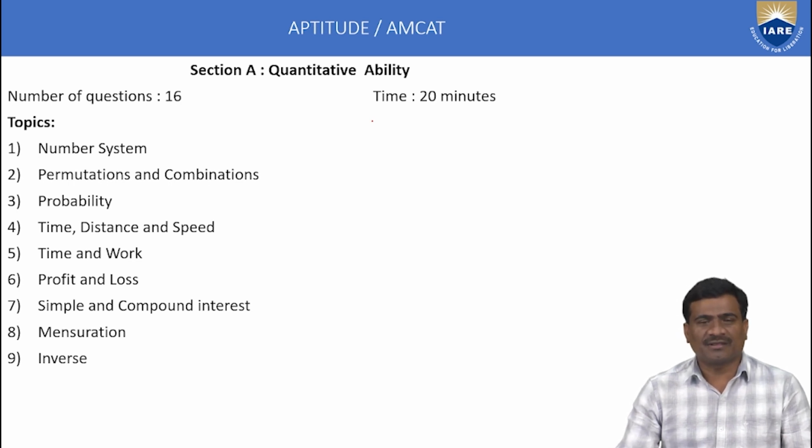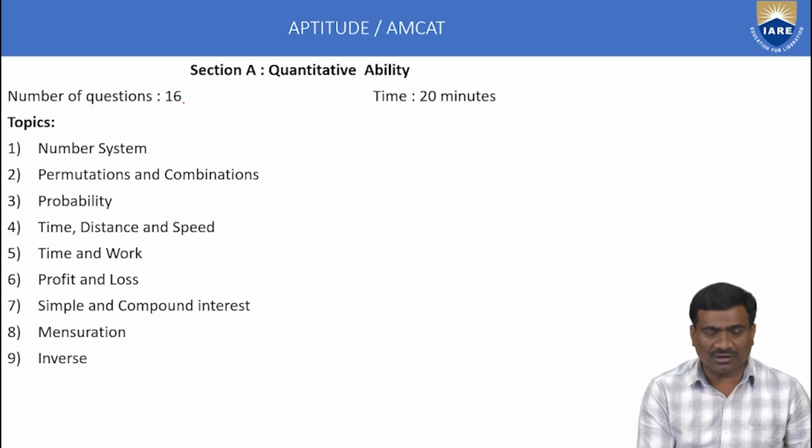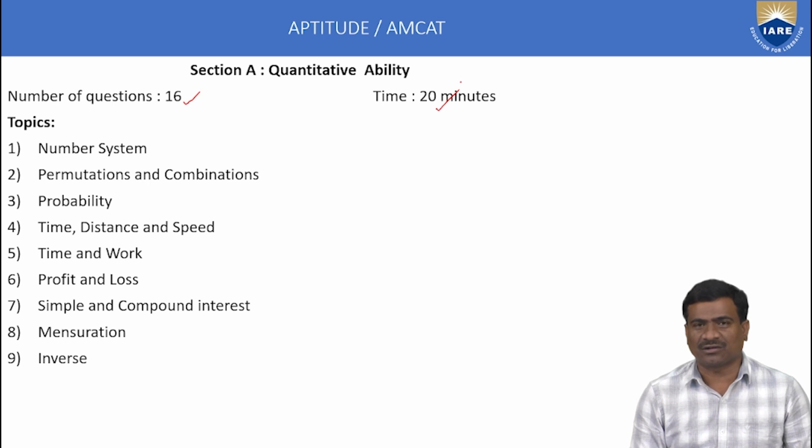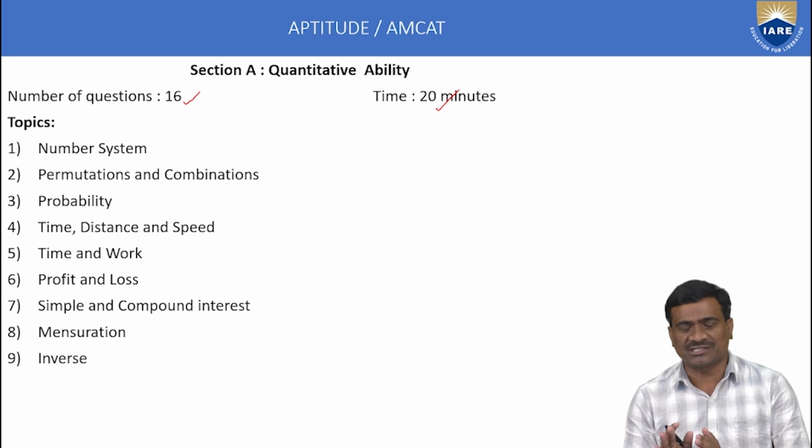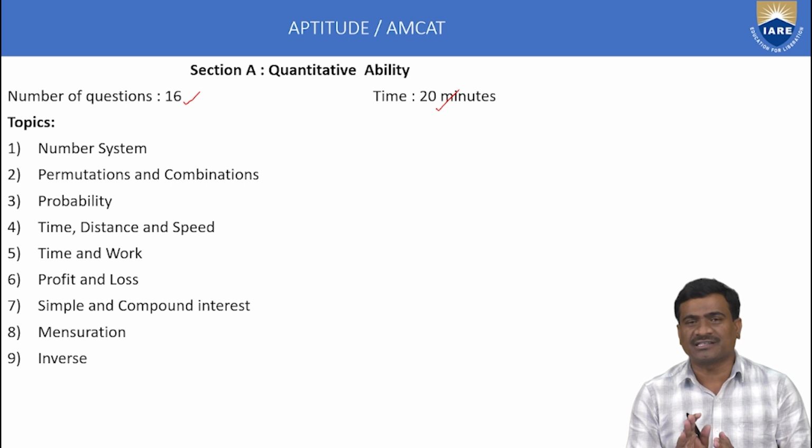AMCAT test pattern, Section A, quantitative ability or quantitative aptitude. Total number of questions 16, time duration 20 minutes, target 60% and above, no negative marks. All the questions are multiple choice based questions. There is no fill in the blank, there is no negative marks, but the target is 60% of the total marks.